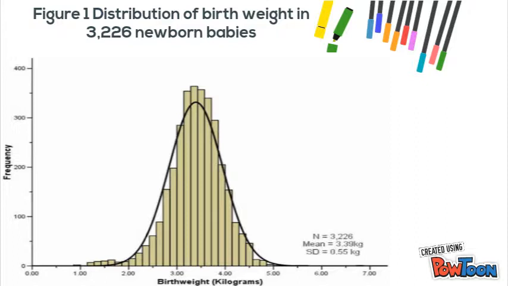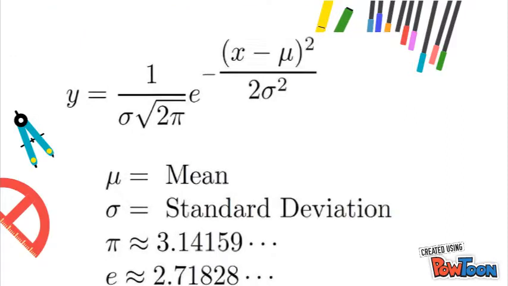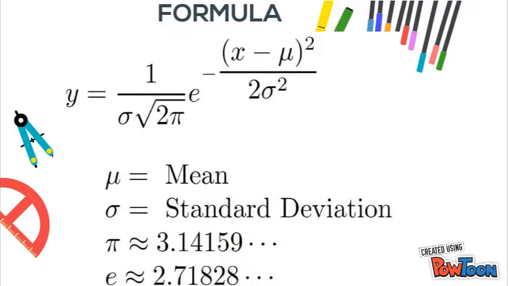Here, n equals 3,226, mean equals 3.39 kilograms, standard deviation equals 0.55 kilograms. Formula of normal distribution: y equals 1 divided by sigma times root 2 pi, times e power minus (x minus mu) whole square divided by 2 sigma square.